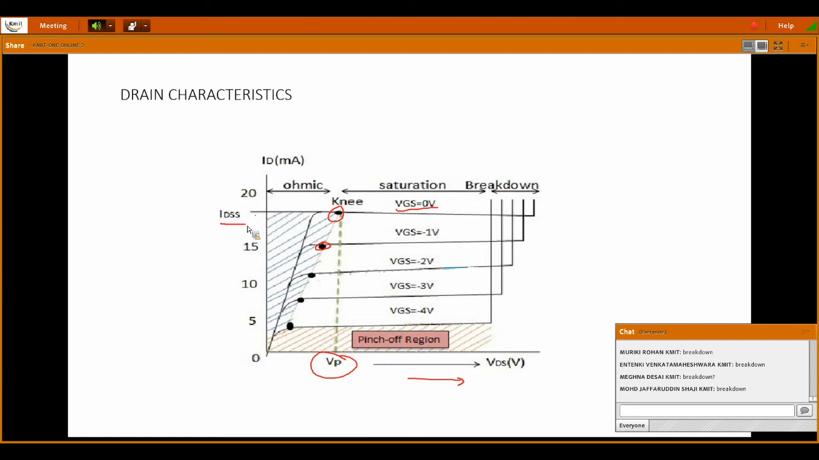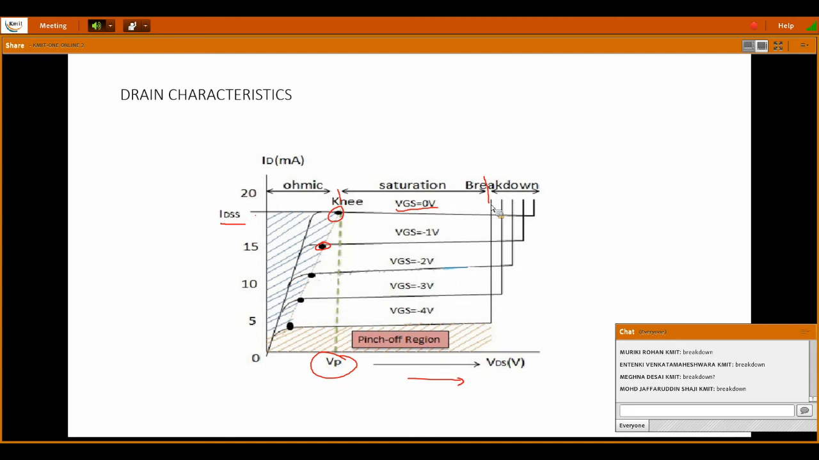Okay, and at pinch off, the drain current will be at saturation level. Okay, and it will stay there for a certain range. You can see on the graph. So from pinch off, even if you increase your VDS till breakdown, the current is constant. That is called the saturation level.